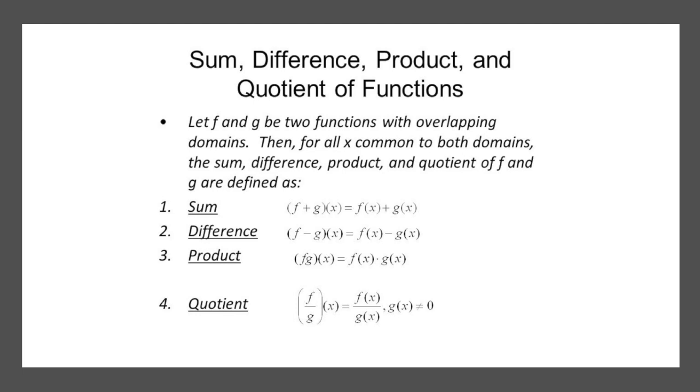They could be any letter of the alphabet too, but they're two functions that have overlapping domains, meaning that we're going to find the intersection of their domains. Then for all x common to both domains, the sum, difference, product, and quotient of f and g are as defined. So if I'm finding the sum of two functions, f plus g of x, I can add the function f of x with the function g of x. To find the difference, I can take f of x minus g of x. To find the product, f of x times g of x. And to find the quotient, I can divide them, keeping in mind that g of x, our denominator, cannot be 0 because we know we cannot divide by 0.